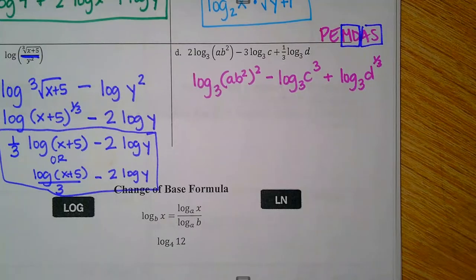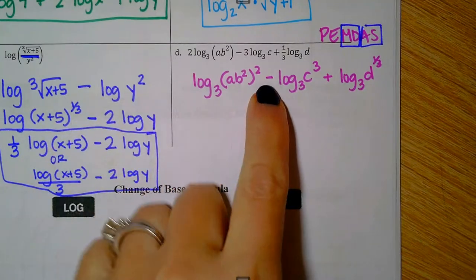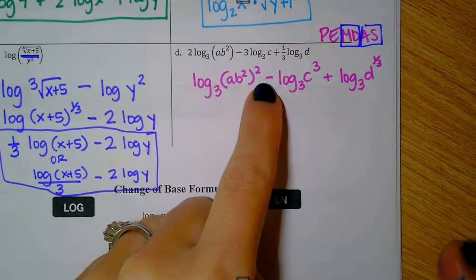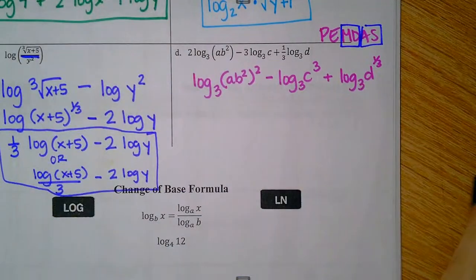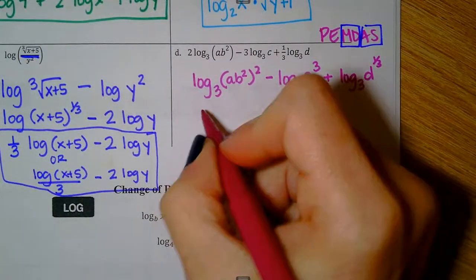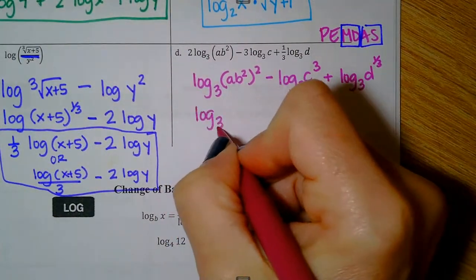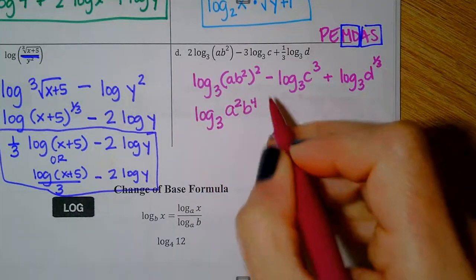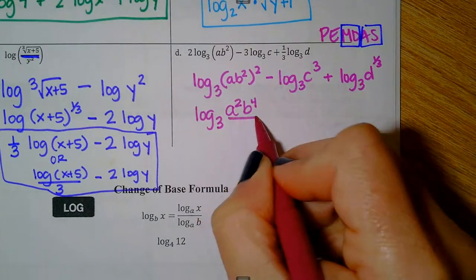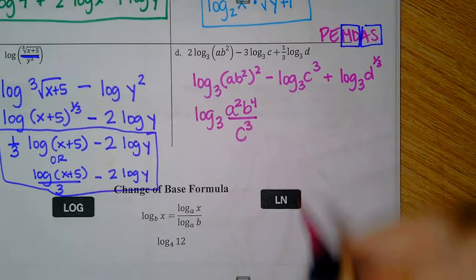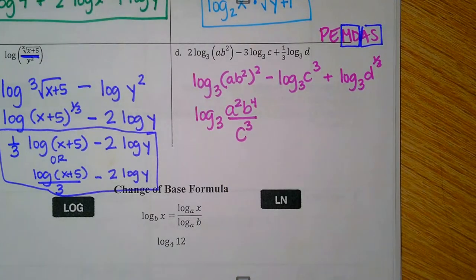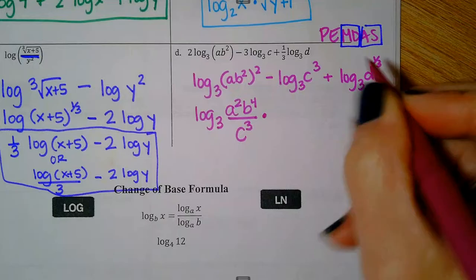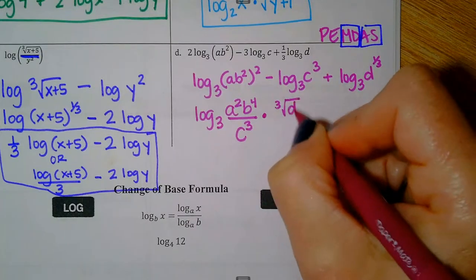So as you're doing this, just because my division or my subtraction's first, I don't have to do that first. Addition and subtraction go left to right. So when I do this, I'm going to get log of 3, this becomes a squared b to the 4th, and then subtraction is division, c to the 3rd. And then I'm going to times it, because that's addition, by the cube root of d.